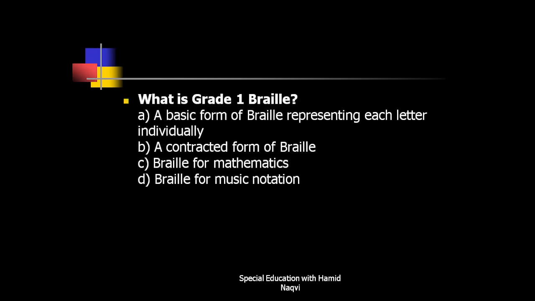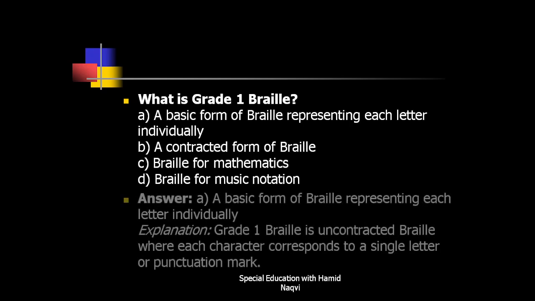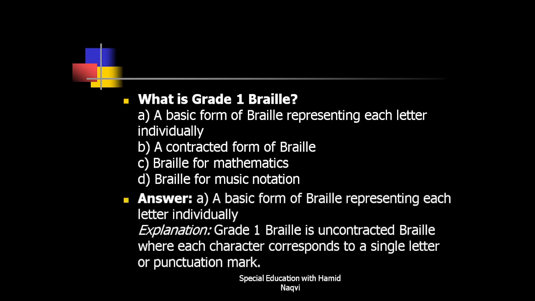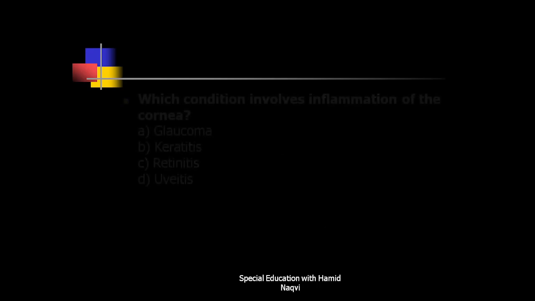What is grade 1 Braille? A basic form of Braille representing each letter individually, a contracted form of Braille, a Braille for mathematics, or Braille for music notations. The answer is a basic form of Braille representing each letter individually. Grade 1 Braille is uncontracted Braille, where each character corresponds to a single letter or punctuation mark.